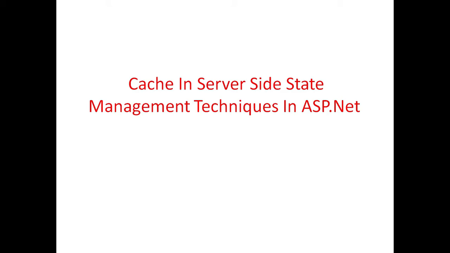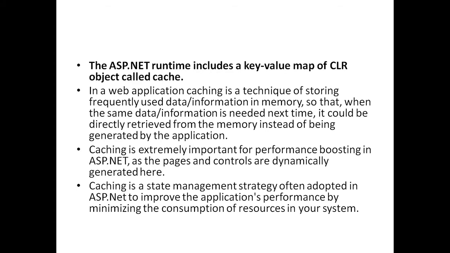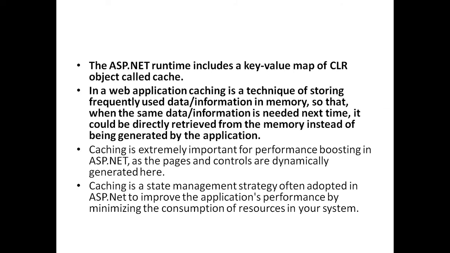Here we will see cache in server-side state management techniques of ASP.NET. The ASP.NET runtime includes a key value map of CLR object called cache. In a web application, caching is a technique of storing frequently used data or information in memory so that when the same data or information is needed next time, it could be directly retrieved from the memory instead of being generated by the application.